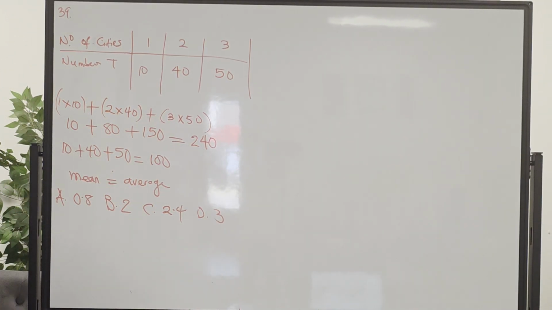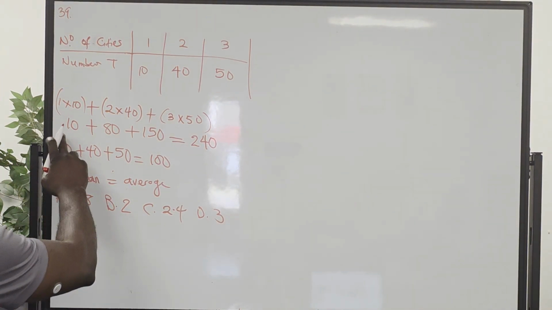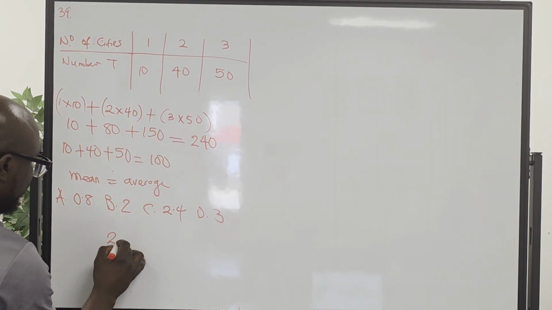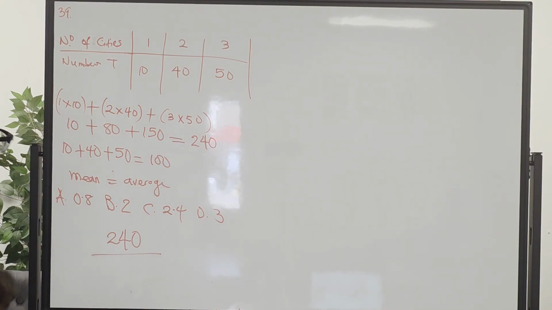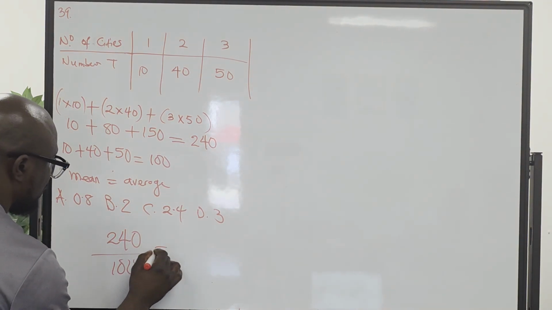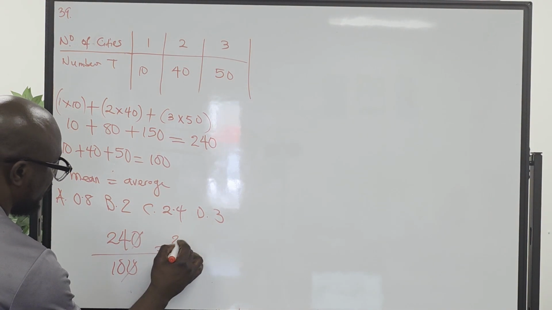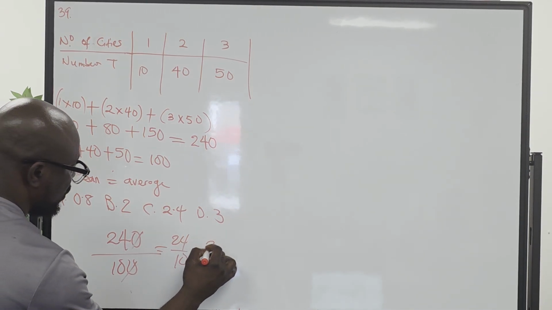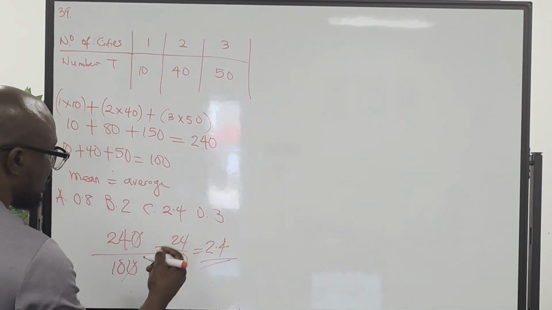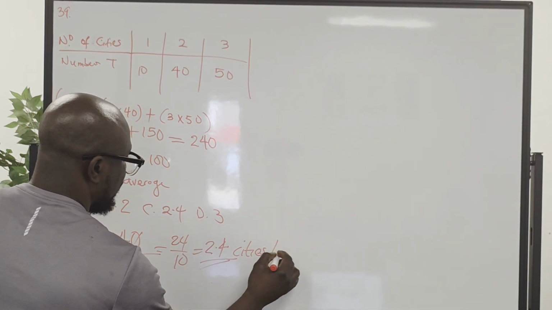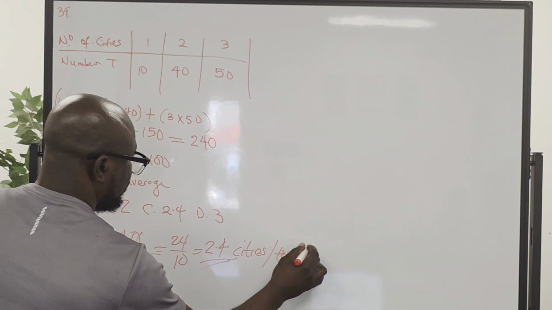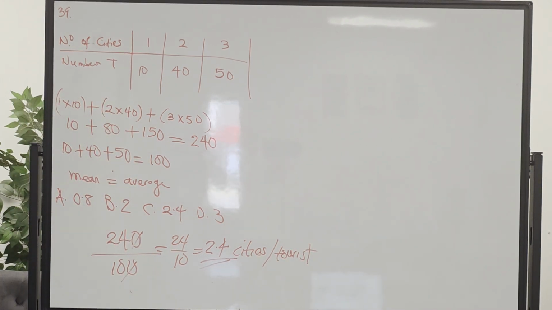So the average is total, right, which is 240, and the number of tourists is 100. So your answer is going to be 24/10, which is the same thing as 2.4. So this is 2.4 cities per tourist. That means each tourist visited 2.4 cities.